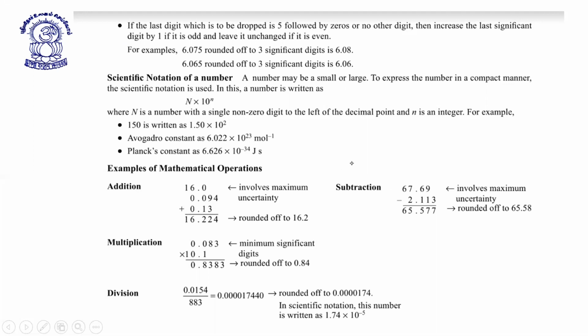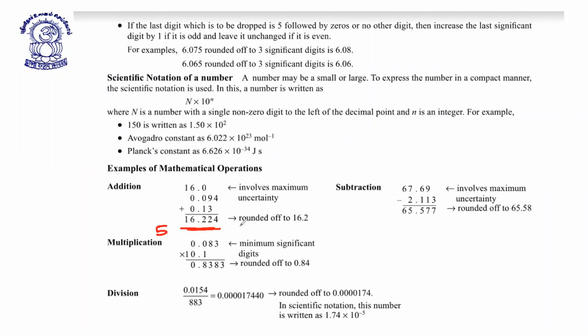So now you know how to do addition, multiplication, division, subtraction. Very, very important. Once again, I'm repeating addition. If they have given a problem like this, add 16.0, 0.094, 0.13, and write how many significant figures are in it. They will not ask the value of the sum. They will ask the number of significant figures in the result. So as we got 16.224, if you take only 16.224, the number of significant figures will be 5.